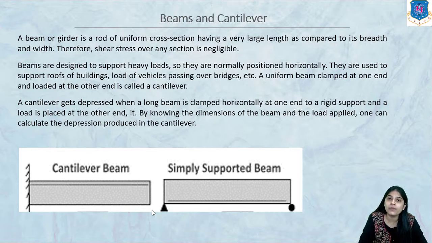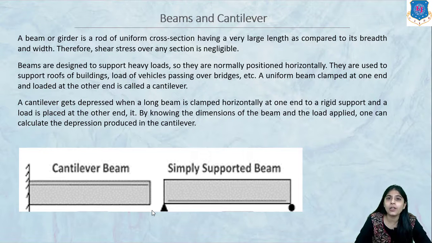The properties of materials provide load bearing strength to these beams or cantilevers or girders, so that they can support very heavy loads. Basically they are used to support very heavy loads. So how is a beam defined? Let us see how a beam is defined.